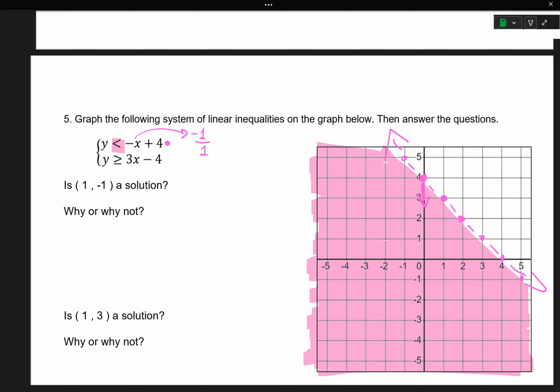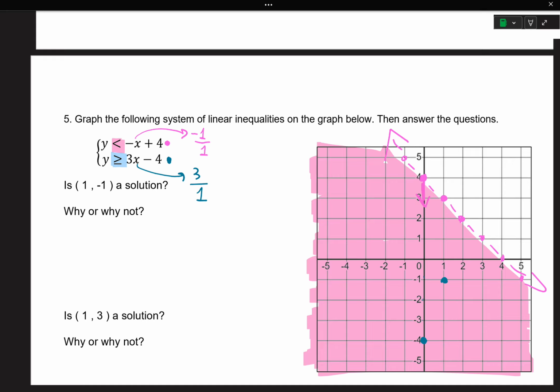Next, let's graph the second inequality. I'm going to do this in blue. This one starts at -4. The slope is 3, which is 3 over 1. So I'm going to go up 3 spots to the right 1 spot. We have a greater than or equal to symbol. The solid line underneath the symbol reminds me that I'm going to connect my points with a solid line.